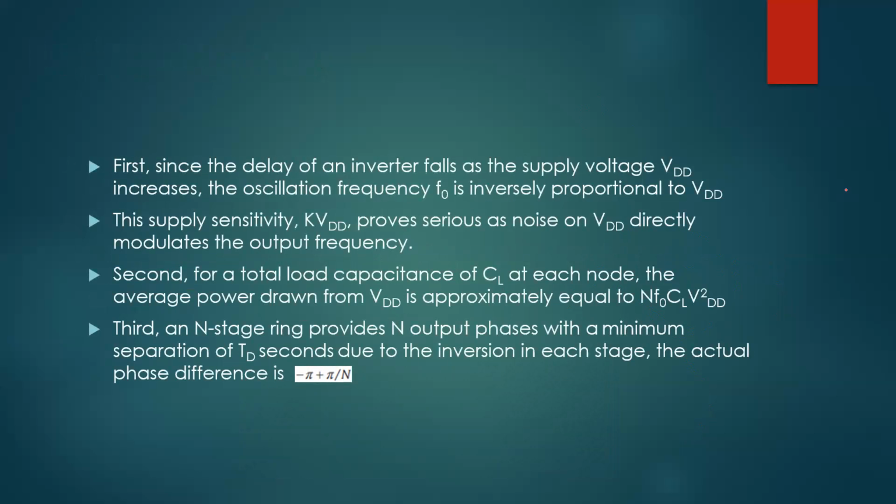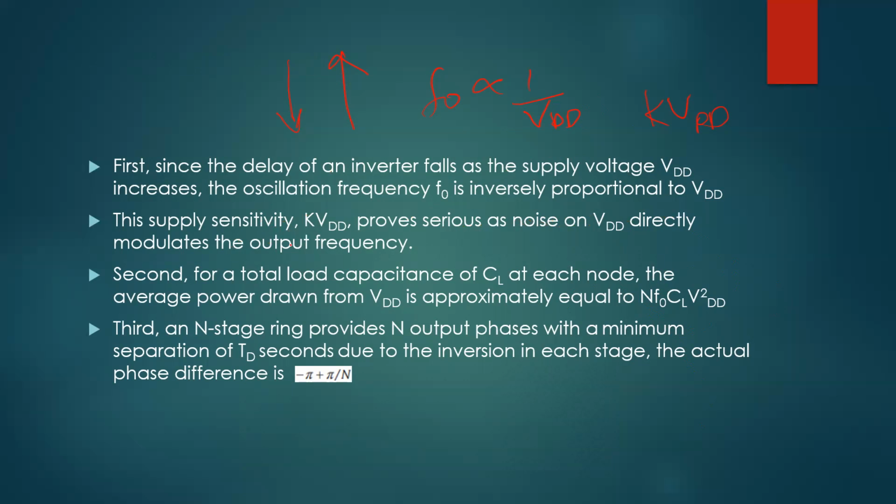First, since the delay of an inverter falls as the supply voltage VDD increases, the oscillation frequency F0 increases with VDD. This supply sensitivity of the frequency to VDD proves serious, as noise on VDD directly modulates the output frequency.